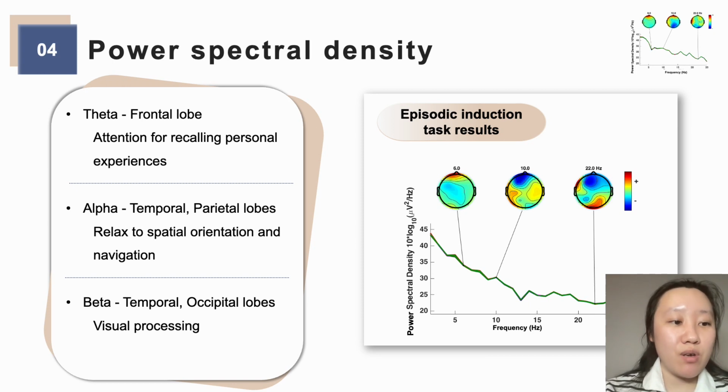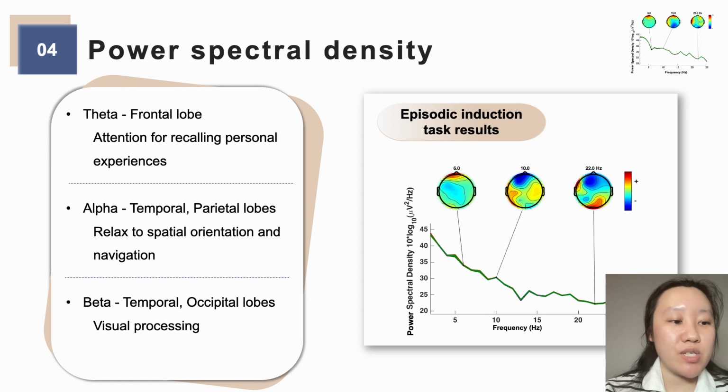As for the alpha result, we will find that the episodic memory result is different from the semantic memory ones. In the episodic memory process, if the alpha wave is active, it's always related to the temporal and parietal lobes. The parietal lobe is specifically related to spatial orientation and navigation. So this time we summarize that during the episodic memory process, people will relax to spatial orientation and navigation. This will contribute to creativity.